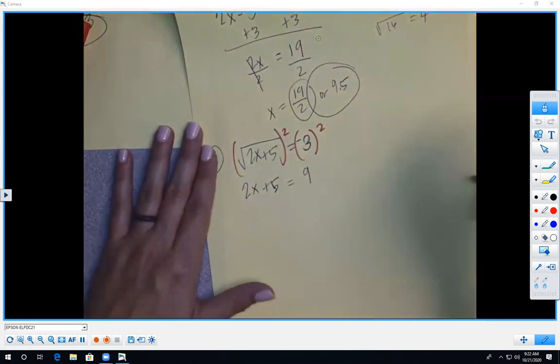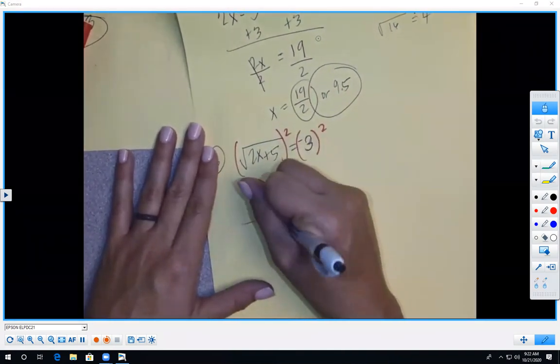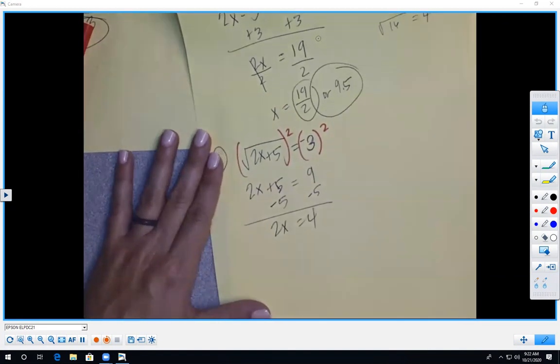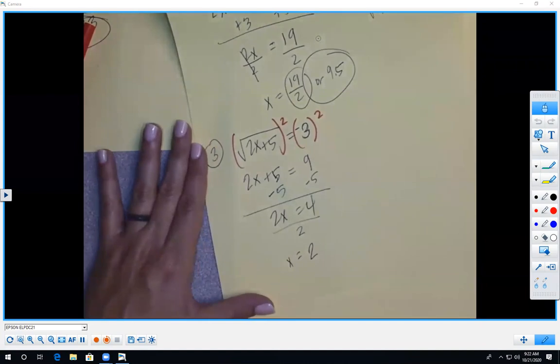To solve for x, I'm going to subtract 5 from both sides. I get 2x equals 4. Divide both sides by 2. And I get x equals 2.